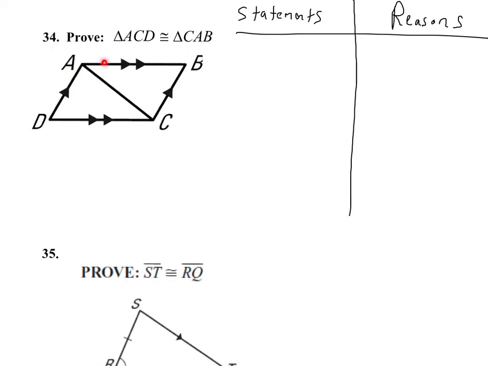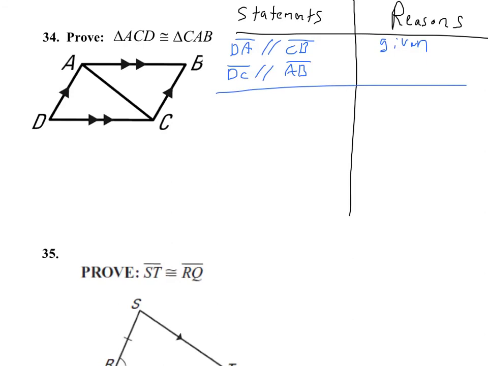Now, it doesn't tell us that anything is given, but things are given. Anything that you see on the diagram that's marked is given. So I'm going to start off by saying that it is given that DA is parallel to CB. You can see that they're marked. And while I'm at it, let's say that DC is parallel to AB. So those things are given.